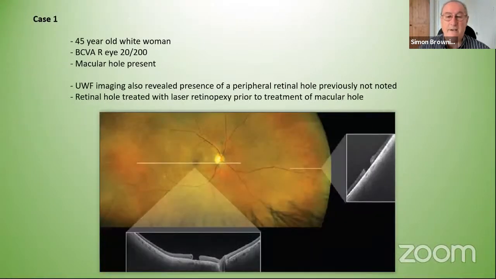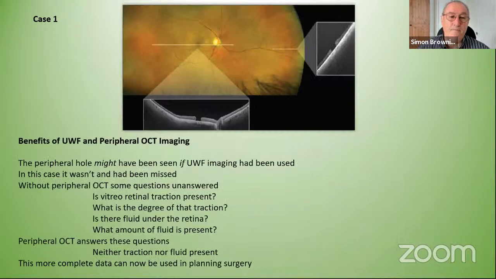So just 3 quick cases here. We've got a retinal hole in the center there, beautifully imaged, but we've also got a retinal hole that hadn't previously been noted out in the periphery. What's it like? Is it a problem? Well, in this case, the peripheral hole might have been seen routinely if ultra-wide field imaging had been used. It hadn't been seen before on normal imaging.